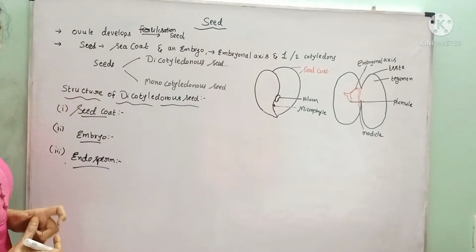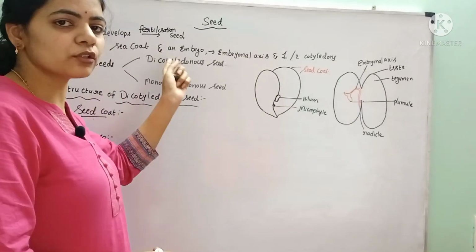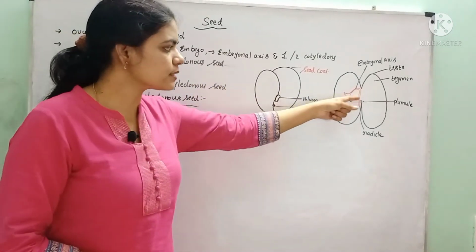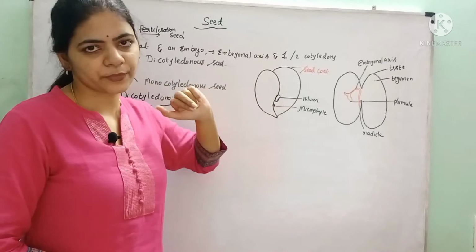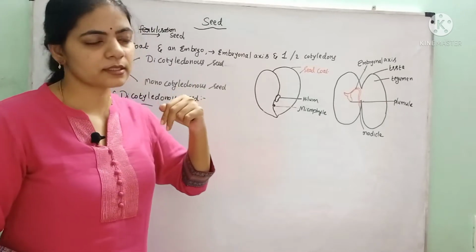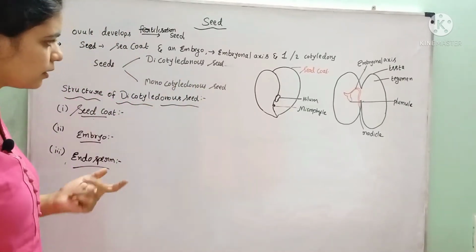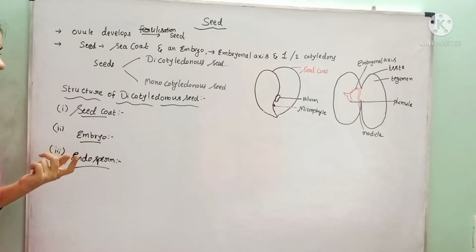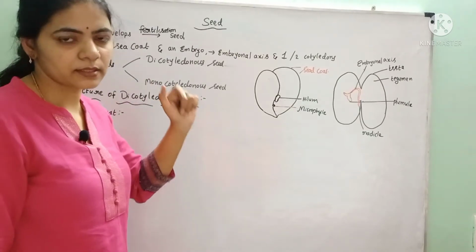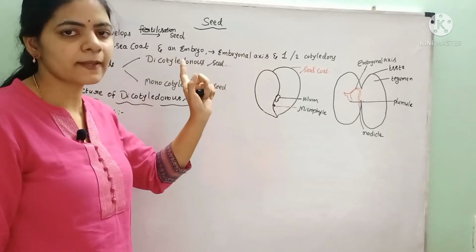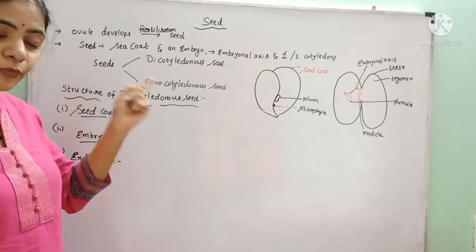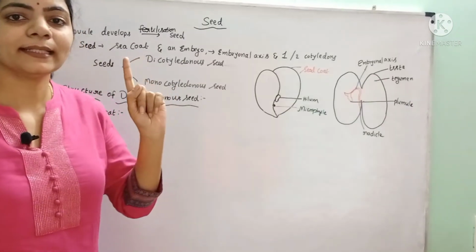And the seeds consist of two main structures, the seed coat and the embryo. The embryo consists of an embryonal axis and one or two cotyledons. Some seeds consist of one cotyledon and some other seeds consist of two cotyledons. Depending upon the number of cotyledons, the seeds are of two types: the dicotyledonous seeds and the monocotyledonous seeds. The dicotyledonous seeds, also called dicots, contain two cotyledons, whereas the monocotyledonous seeds, also called monocots, contain only one cotyledon.